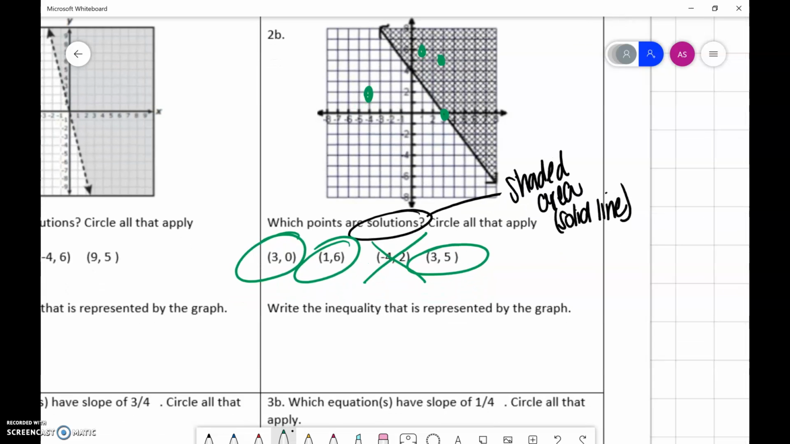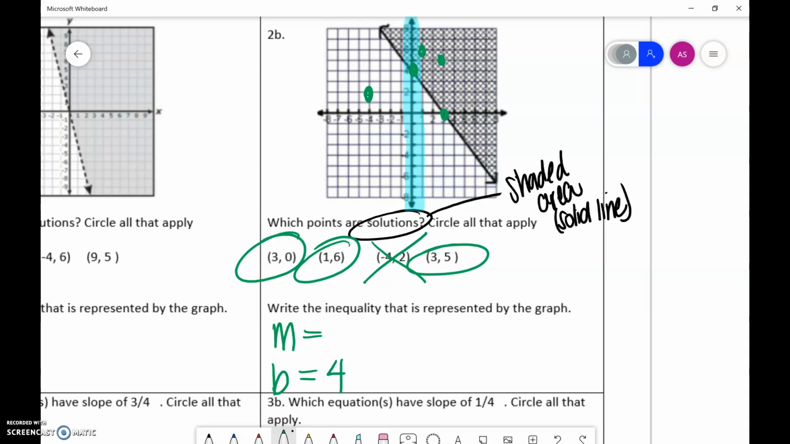So now I'm going to write out my inequality. When I write an inequality, I just need my slope and my y-intercept. Okay, so again, the y-intercept is where it crosses the y-axis. Even though we have an inequality, we're still looking at our boundary line to see where it's crossing the y-axis, which is 4. So I'm going to go ahead and put b = 4.